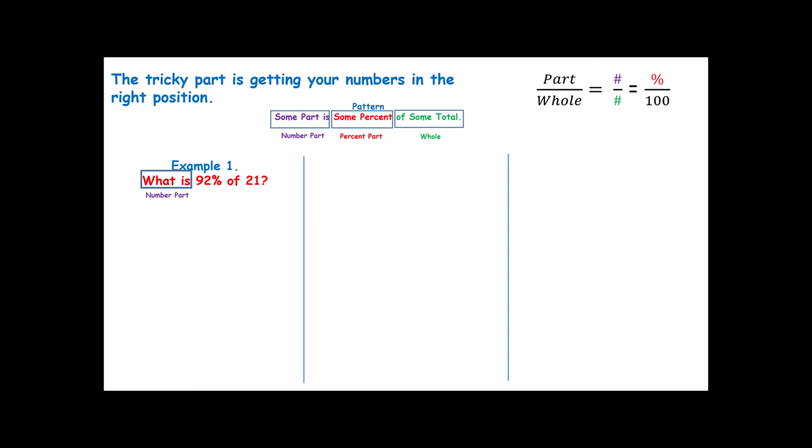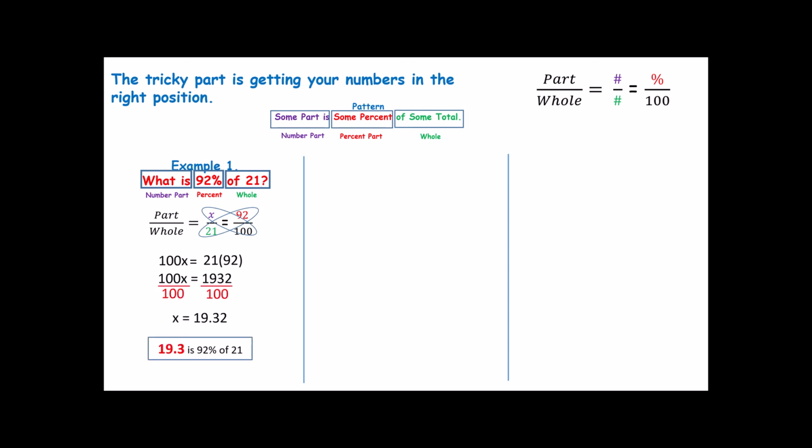What is, that's my part, 92%, that's my percent, of 21 is my whole. So when I go to fill in my proportion, my part is unknown this time, my percent is known, and my whole is known. Again, that's the difficult part. The rest is simply computation, and you can certainly use your calculator to help you with that. You get 19.32, so 19.3 is 92% of 21.